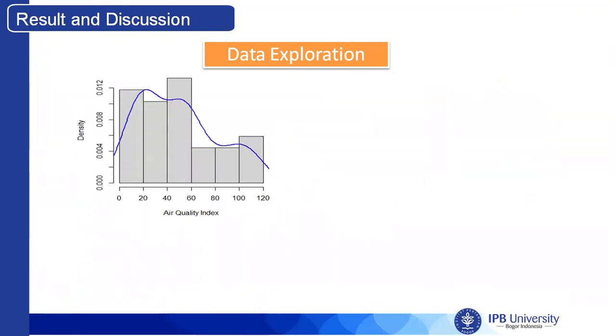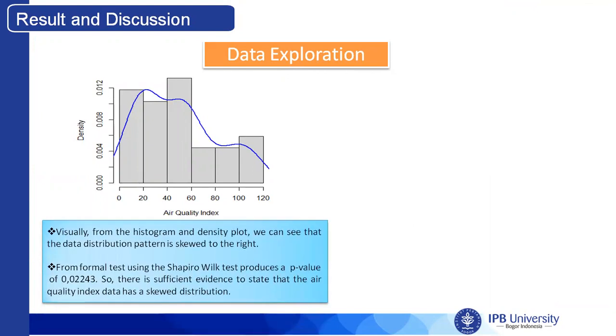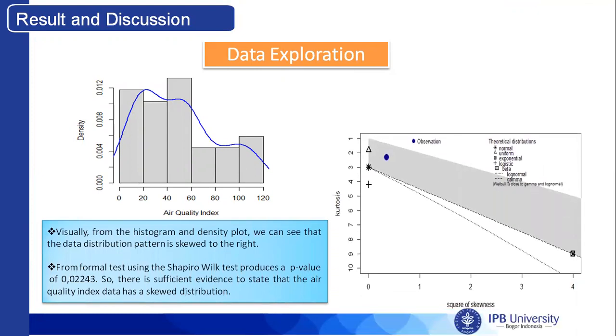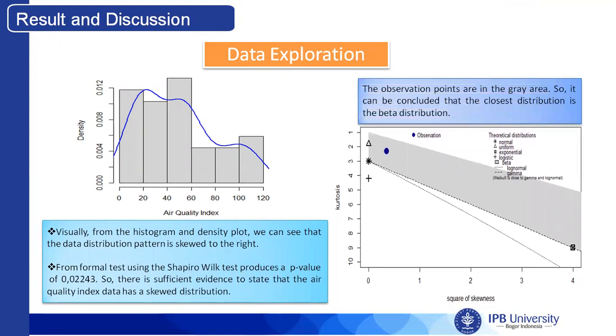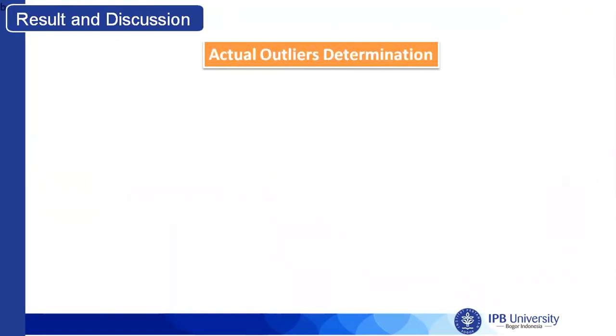Next, usually from the histogram and density plot, we can see that the data distribution pattern is skewed to the right, and it's related with the result of formal tests using Shapiro-Wilk. While based on the Cullen and Frey graph, the observation points are in the gray area, so it can be concluded that the closest distribution is beta distribution.